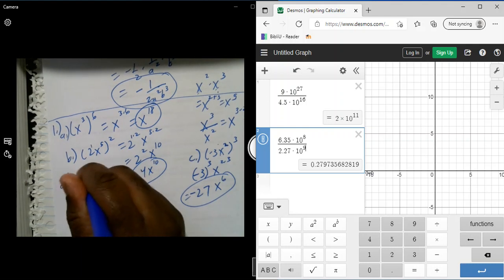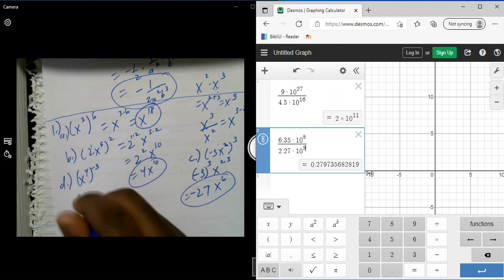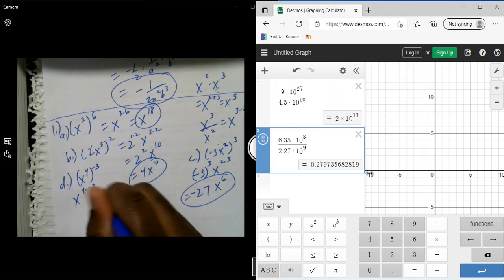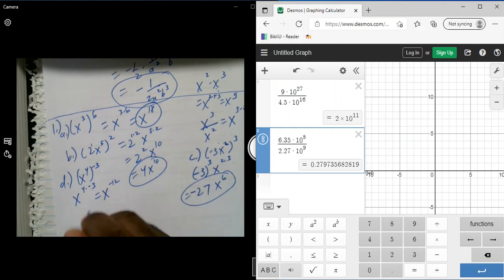We have x to the 4th to the negative 3. So take a power to a power, so it's 4 times negative 3, so it's x to the negative 12. Now we cannot leave that exponent negative, so when we have a whole base to a negative exponent, it'll be 1 over x to the 12th. The exponent becomes positive.